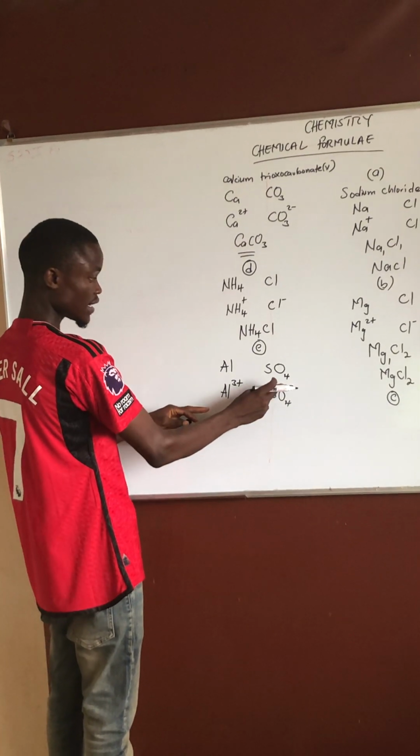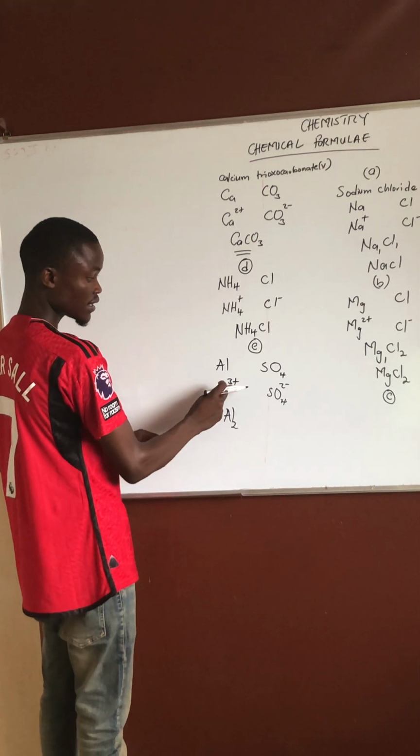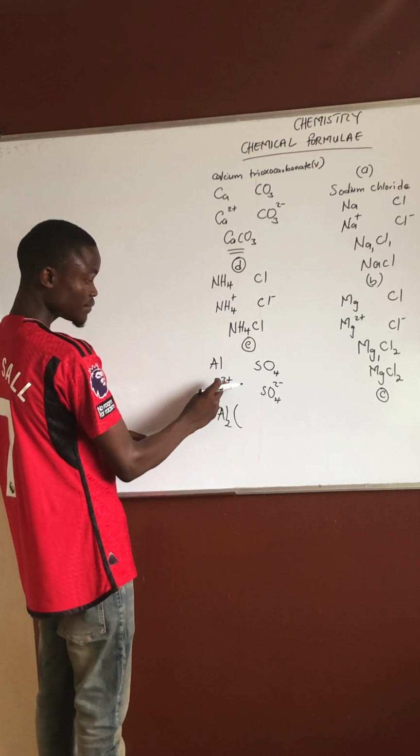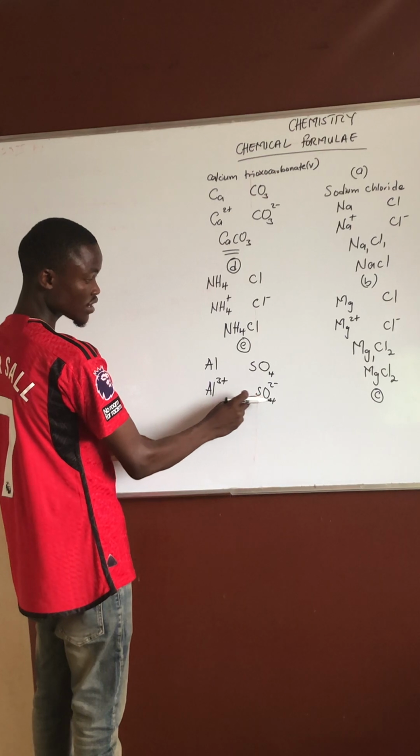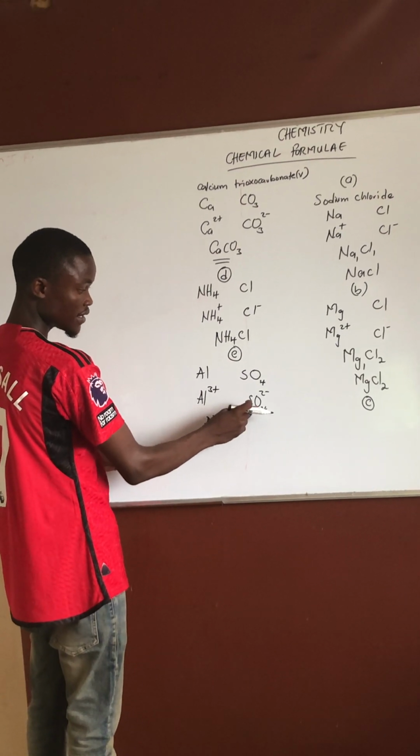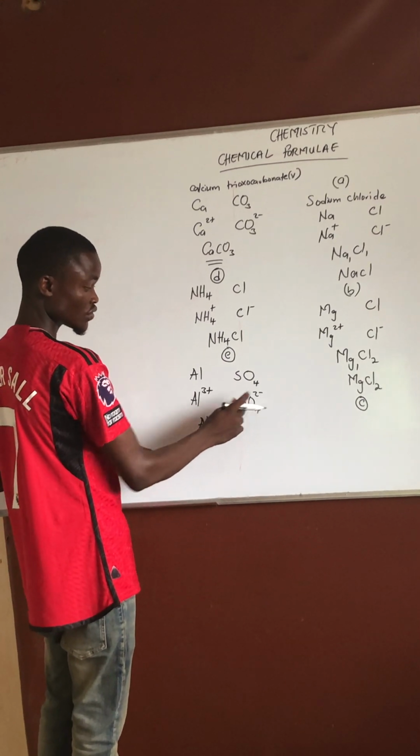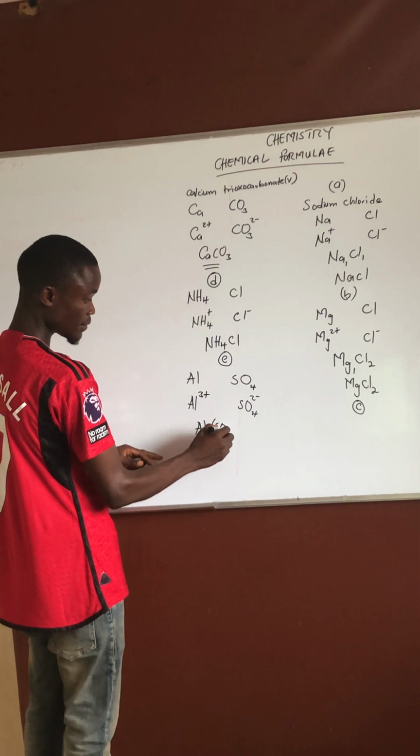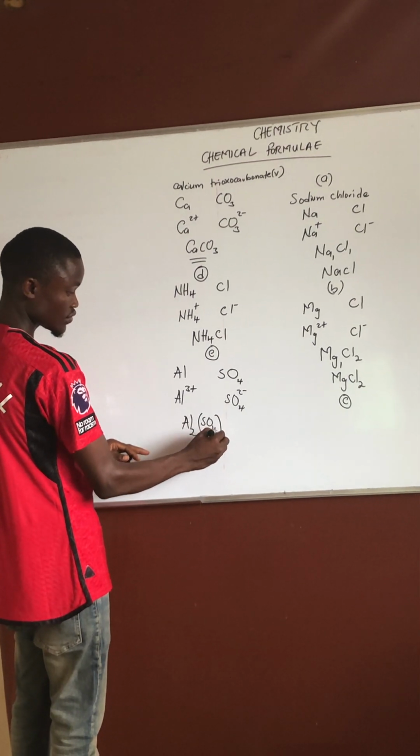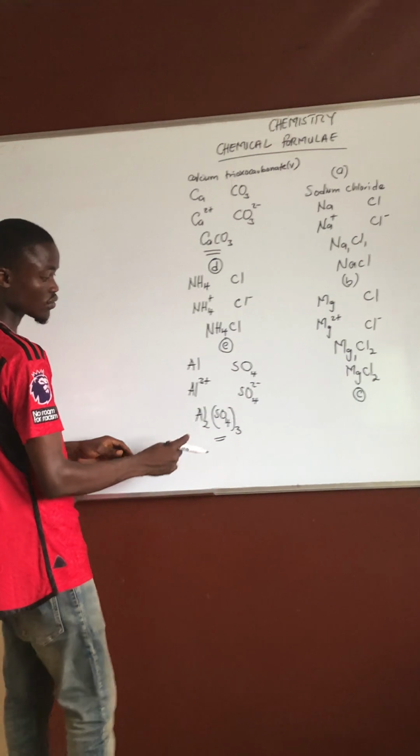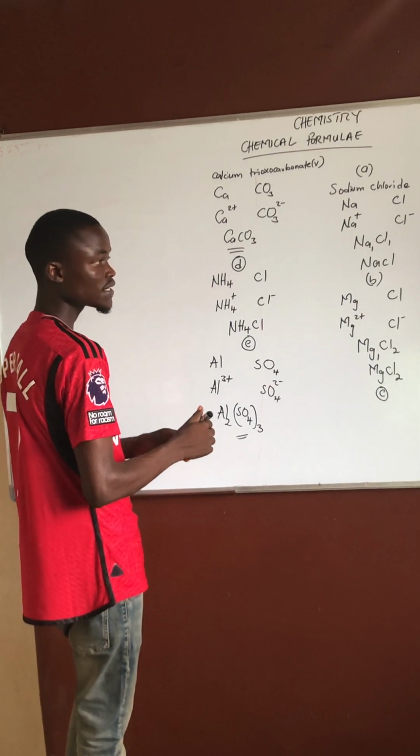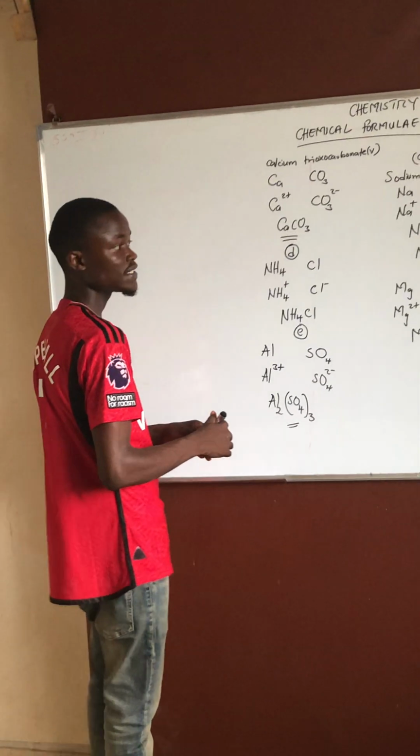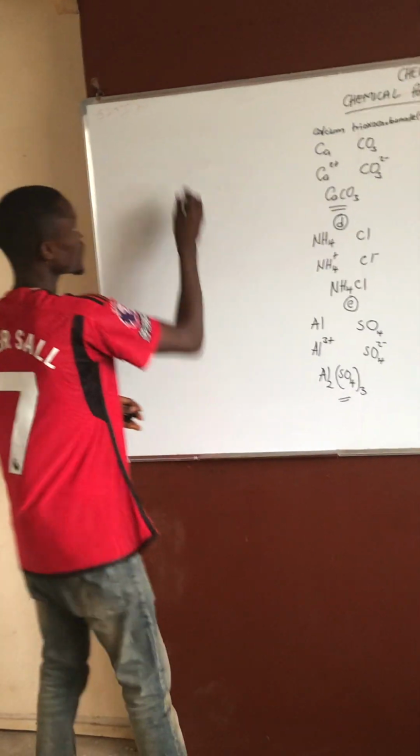This 2 will come here, the 3 will come here. But this 3 will affect these 2 elements here, that is the sulfur and the oxygen. Therefore, you open a bracket. So you write 3. So this is aluminium tetraoxosulfate(VI). Now we'll go for F.